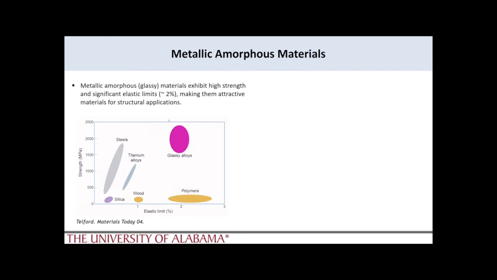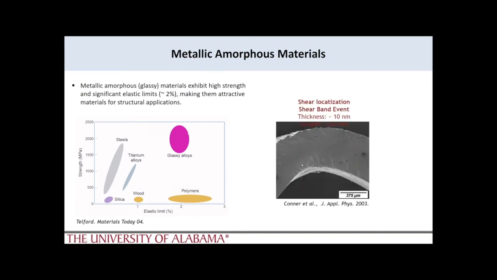This figure illustrates where these bulk metallic glasses reside in comparison to other materials, for example, steel, silica, or polymers. It finds a really nice niche in this high strength, high elastic limit. The problem with bulk metallic glasses is that under deformation, they can exhibit shear localization, shear banding, and that leads to catastrophic failure in these materials. They fail brilliantly, if you will.